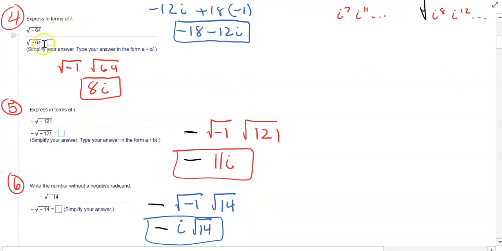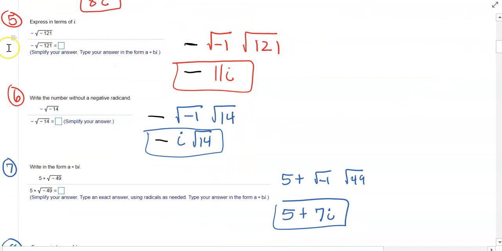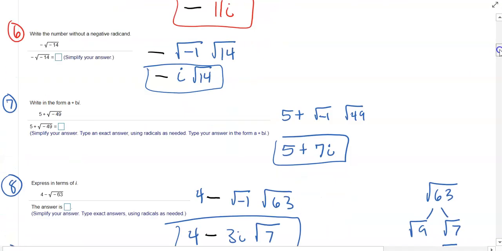Here we want to separate, so the square root of -1 times the square root of 64. This square root of -1 becomes i. The square root of 64 becomes 8. And same thing with the 5. We want to make sure we keep this negative on the outside. We can't simply just distribute that and get rid of the negative. That is a no-no. So we have the square root of -1. That becomes i. The square root of 121 becomes 11. And that negative on the outside remains.